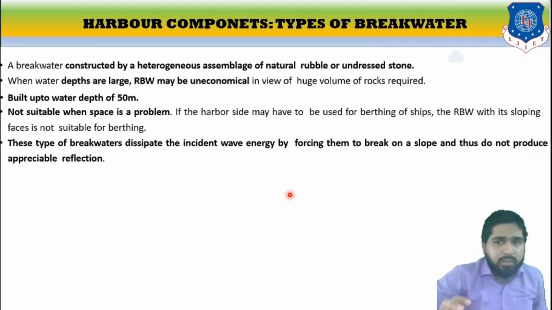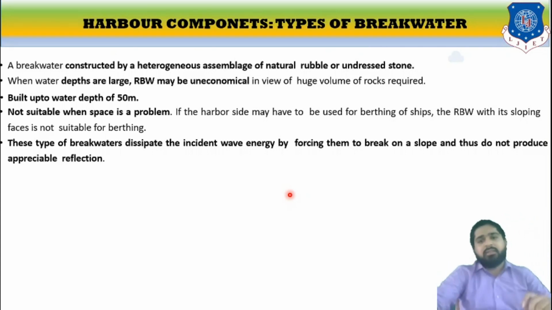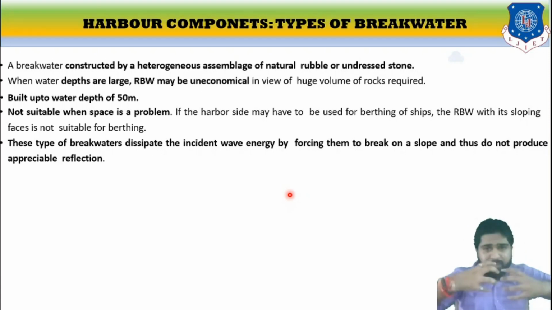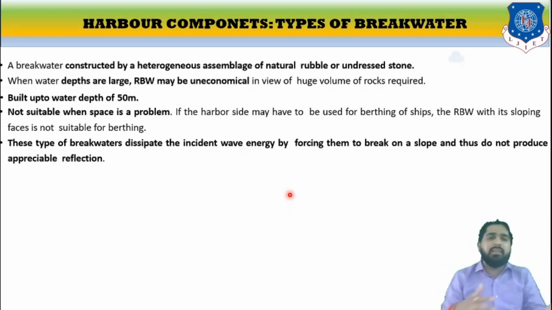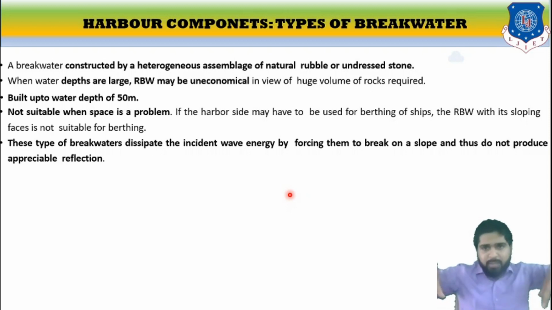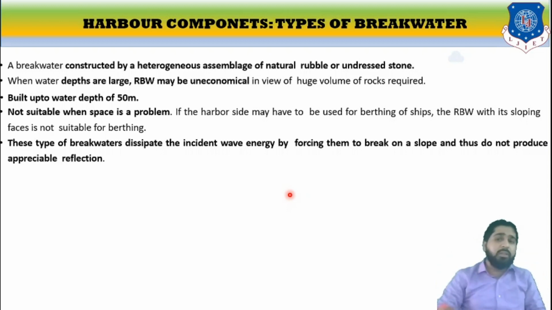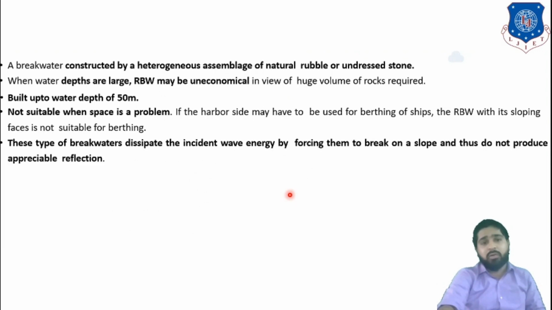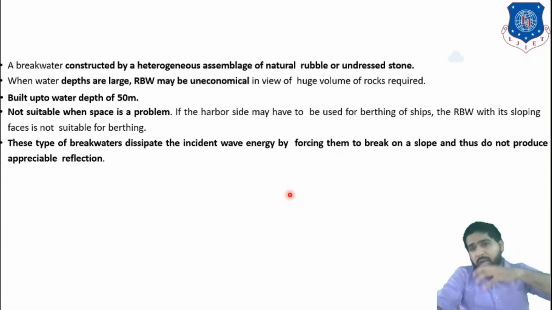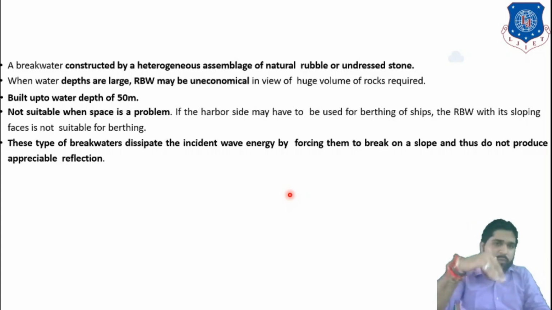If we discuss types of breakwater, this breakwater is constructed with heterogeneous materials. Heterogeneous means material that can be identified individually. So they can be constructed with a heterogeneous assemblage of natural rubble or stone. We are discussing the rubble mound type. When the water depths are quite large, this kind of breakwater can turn out to be uneconomical, as a high volume of rocks is required if the water depth is high.